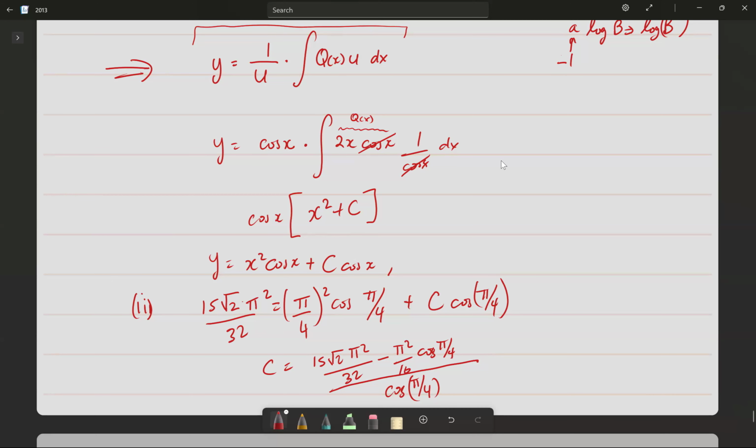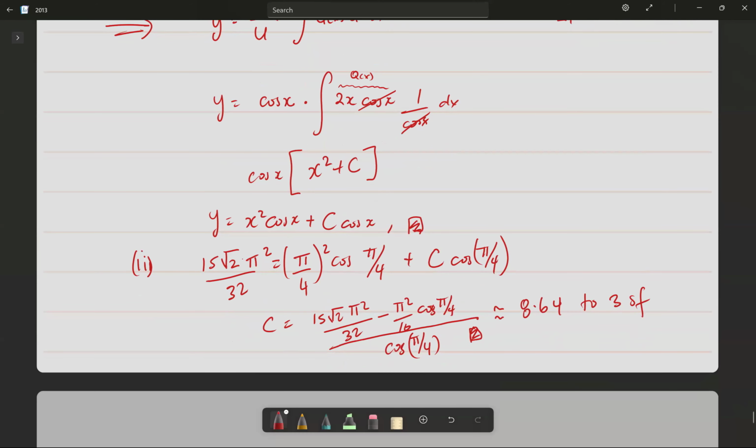The answer looks ugly, but the expectation is kind of that. So this becomes 8.64 to 3 significant figures. The question finishes there. The next question would likely ask about the second general solution.